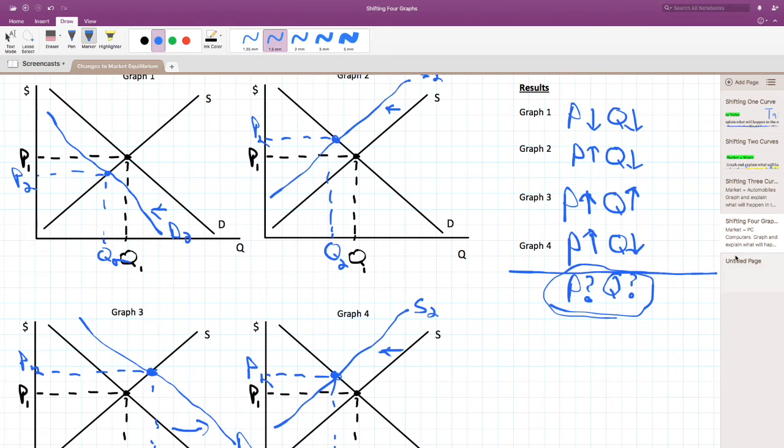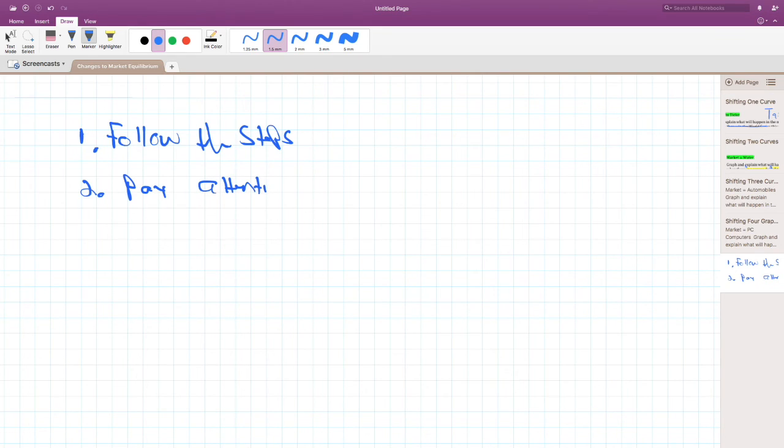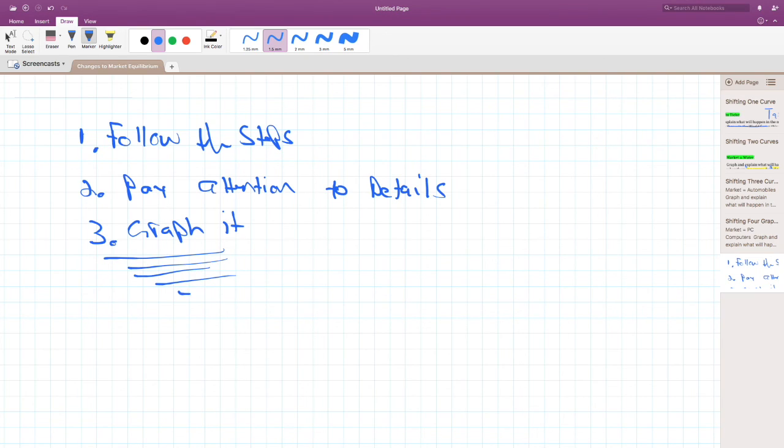Now, the keys to success in terms of answering these multiple shift problems. Number 1, follow the steps. The 3 steps I talked about. Number 2, pay attention to details. And probably the 3rd and most important step is to graph it. I can't underestimate how important that is. Each curve should have its own separate graph.